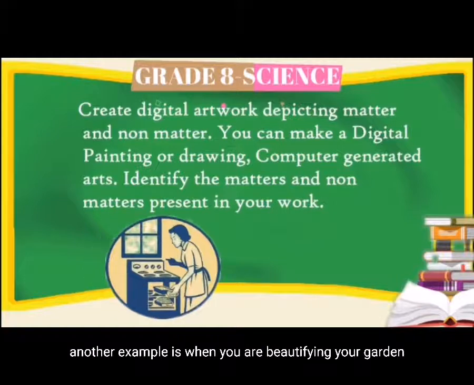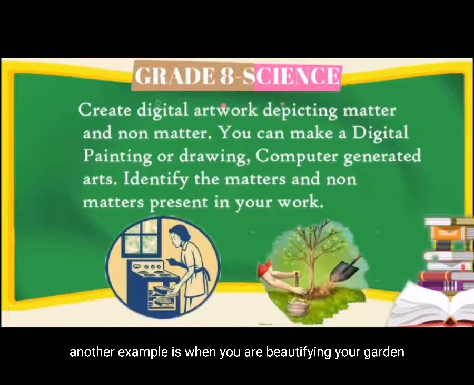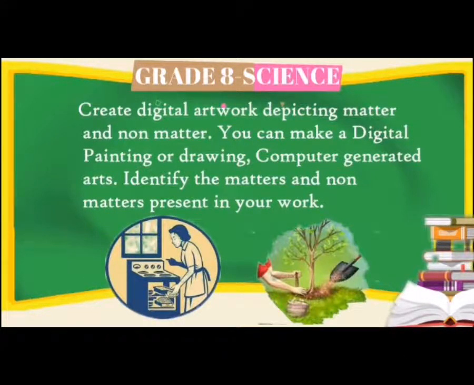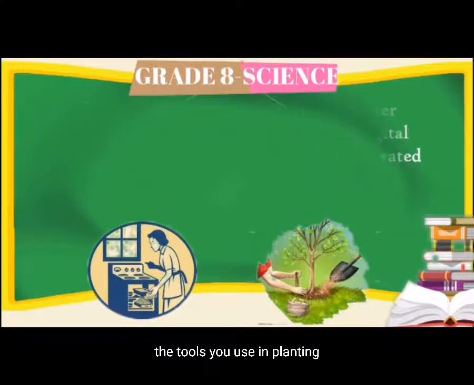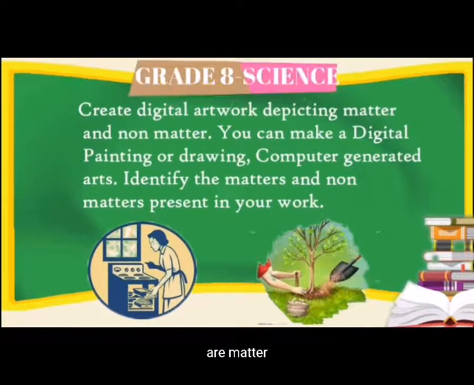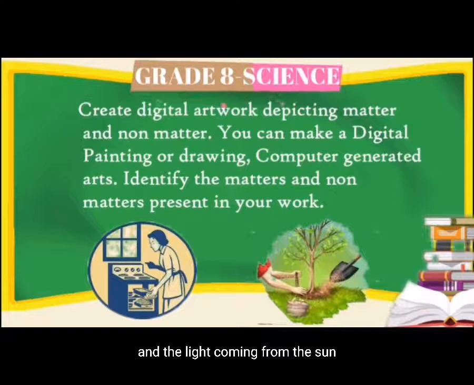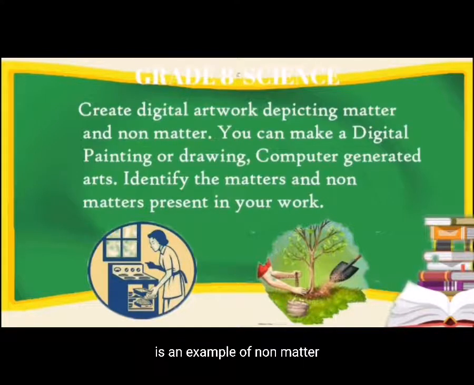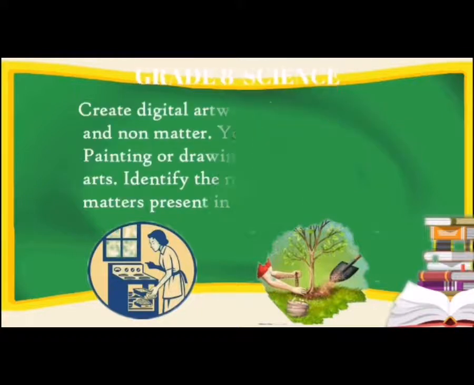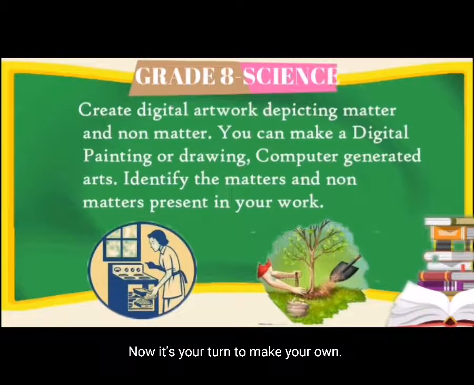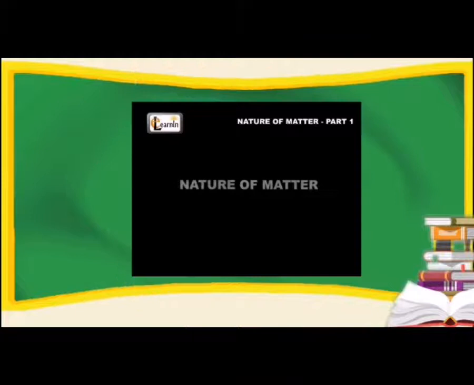Another example is when you are beautifying your garden. The tools you use in planting are matter. And the light coming from the sun is an example of non-matter. Now it's your turn to make your own.